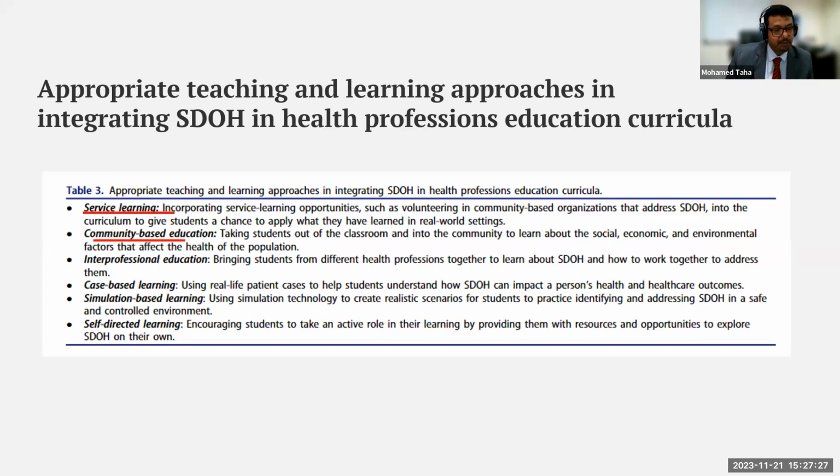And also community-based education. And the difference between community-based education is that we send the students to the community and their learning process will be within the community.